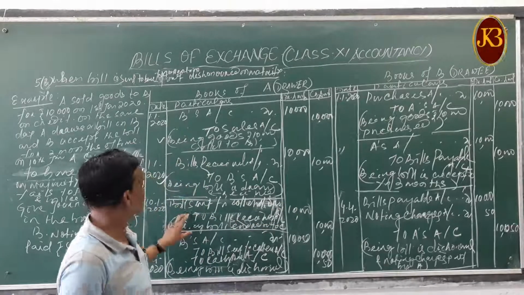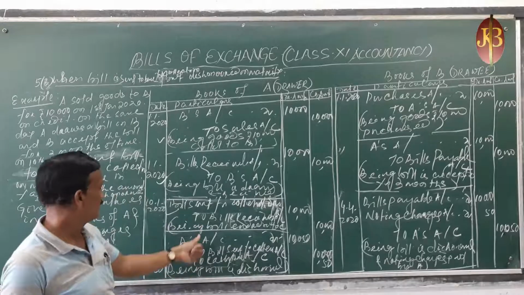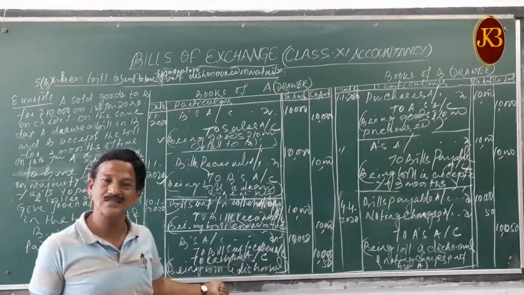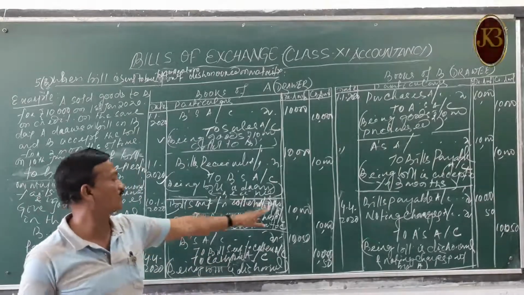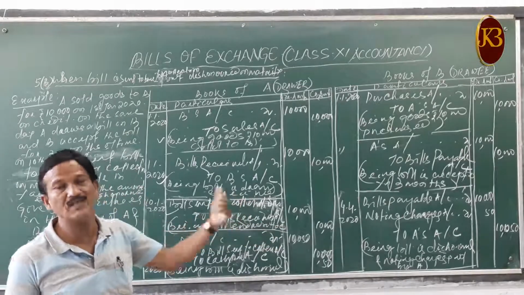So bill sent for collection, this journal entry you have to do till this. Then on maturity date the bill is dishonored. So bill sent for collection account debited to bills receivable account. This is the journal entry you have done when bill is sent.